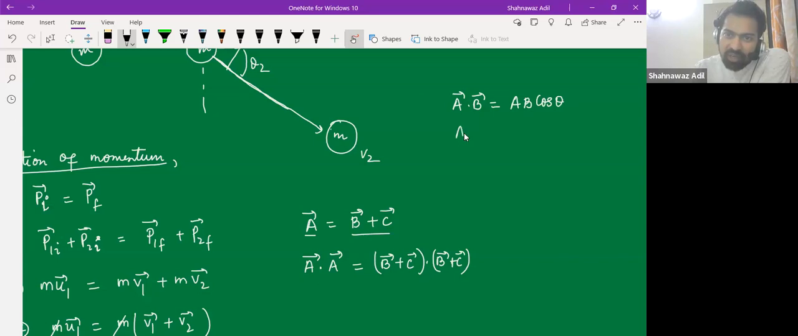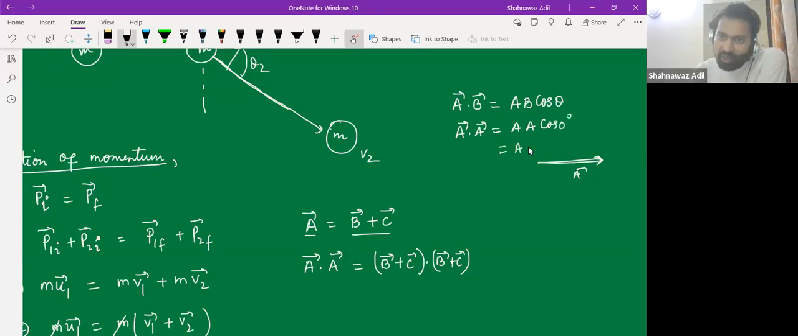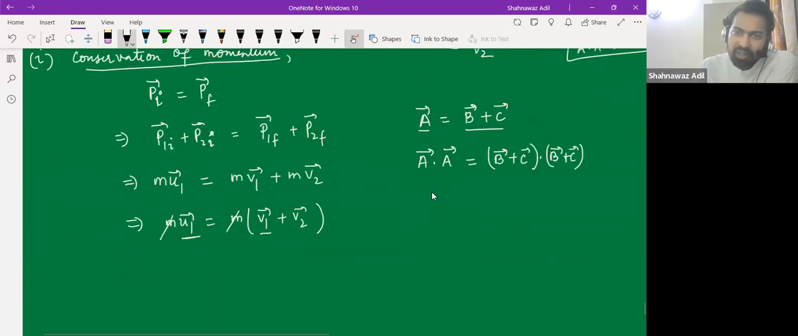So now if I'm calculating A dot A, then this would be how much? A magnitude, and cos of what is the angle between A and A? I have this A vector, and I have this A vector again. So what is the angle between A and A? 0. So this would be A square. Do you remember, guys? So A dot A would be A square, right?